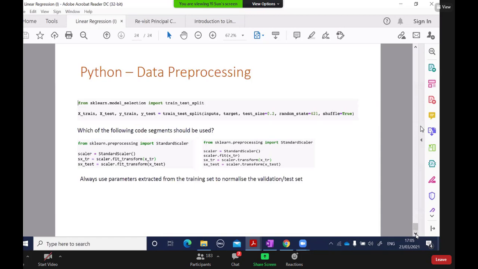Before we finish, the last question I want to ask you is very important. I have two code segments here. We talked about feature scaling, normalization. I have two codes here. My question is, have a look at them and then answer which one is the correct one you should use.